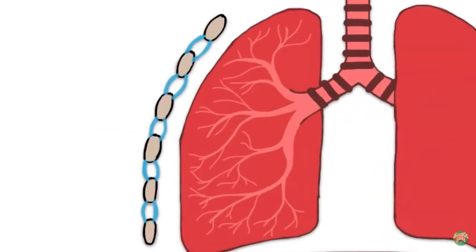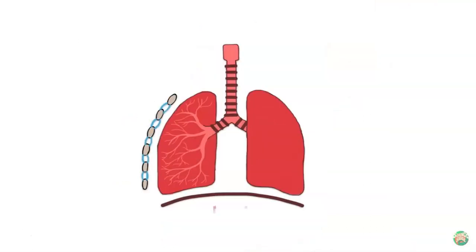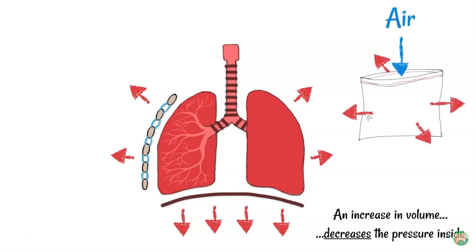Next, let's think what's happening with the muscles that are attached to your rib cage. The external intercostal muscles are going to contract, and this will pull your rib cage upwards and outwards. Altogether, these movements will create an increase in volume. An increase in volume decreases the pressure inside, and just like the food bag example, this causes air to enter the lungs.